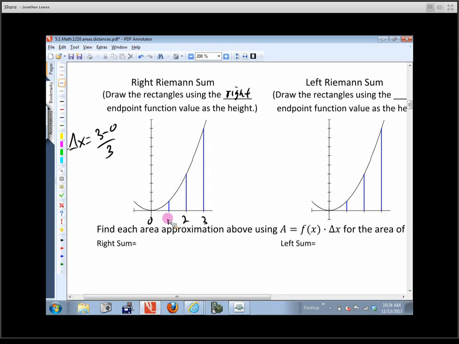Okay, so I'm going to compute the area on each one of these by figuring out, well, I already know how wide each one of them is, right? Each one of them is 1 unit wide. I want to figure out how tall they are, but I want to do it in this nice systematic way. I want to figure out what the right end function value is.